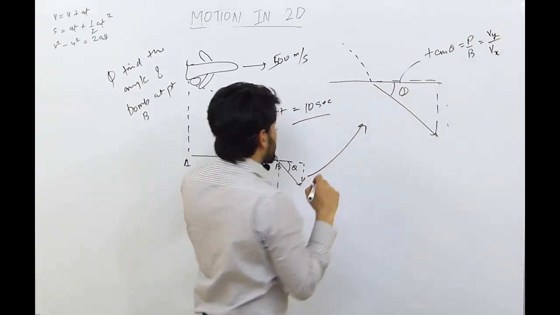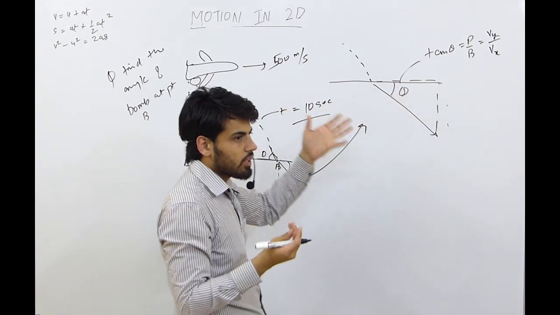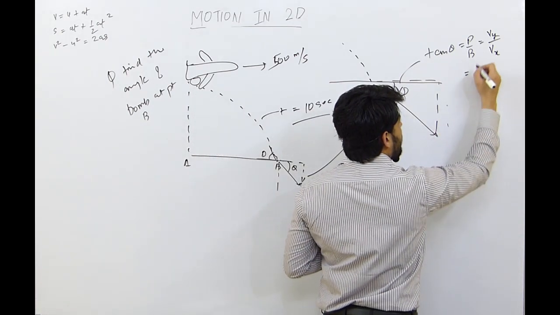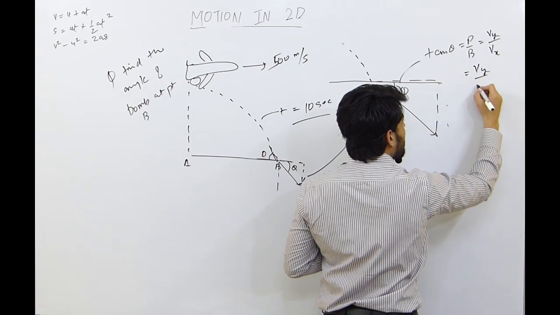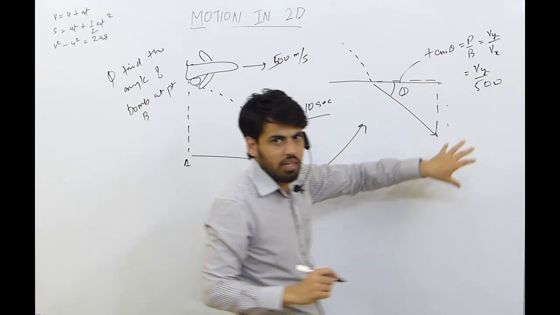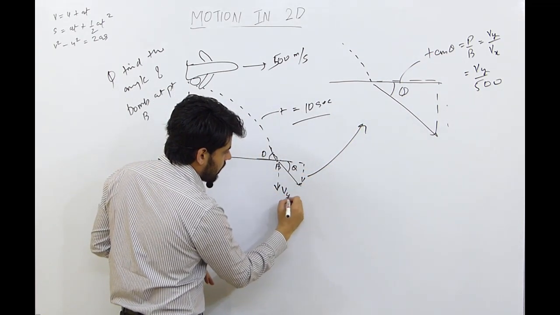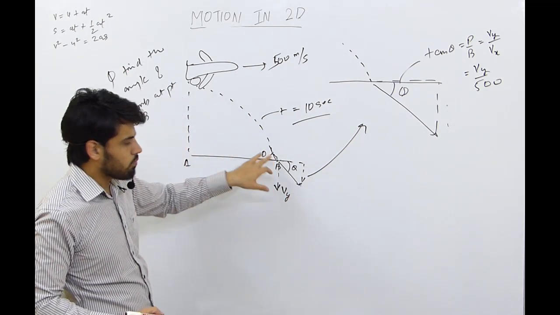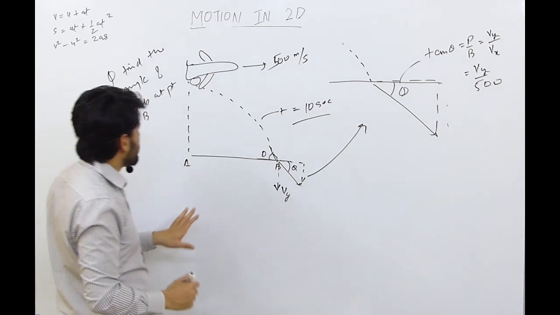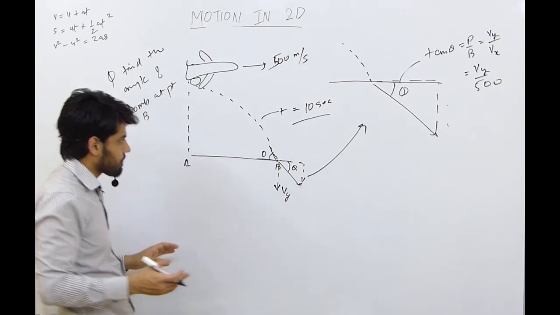That is known. Vx, it is clear that the plane is moving horizontally, so Vx or Ux, initial or final, will remain the same because there is no acceleration. So if we are able to find Vy, then if we divide that by the Vx 500, theta can be calculated. Our motive is to find the velocity Vy when this bomb strikes the ground. So how can we calculate Vy? It's very simple. Time is given, so try to use the equation of motion in which time is there.